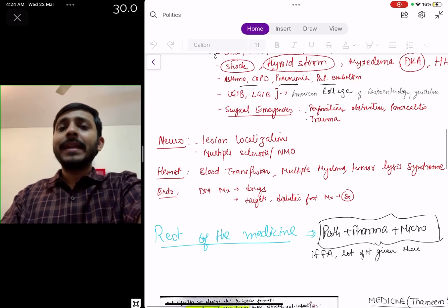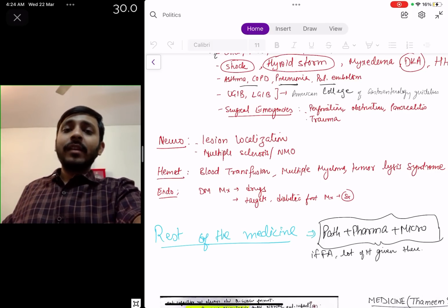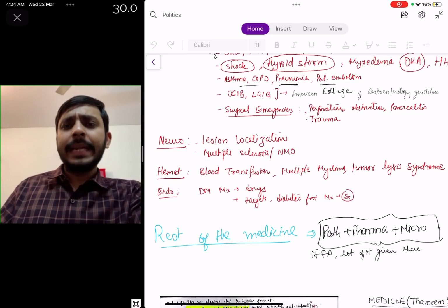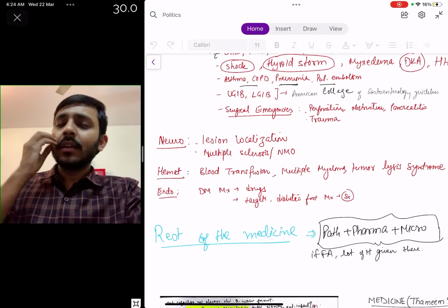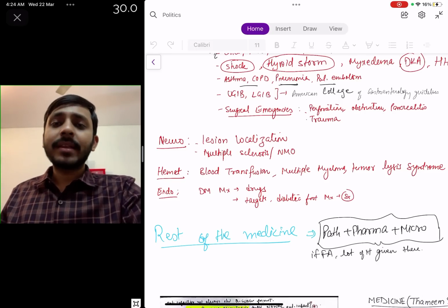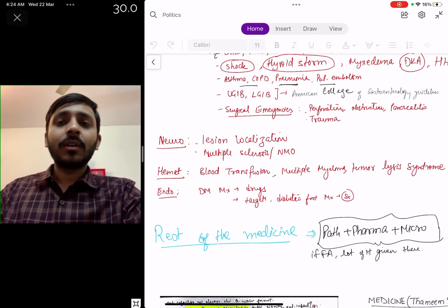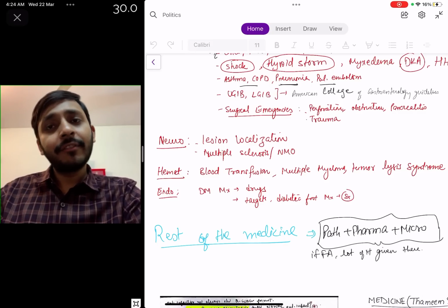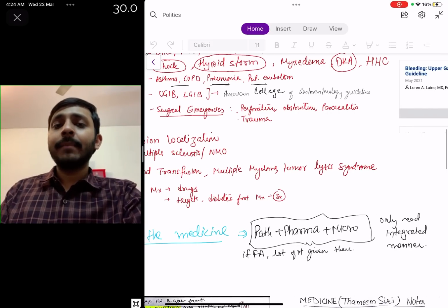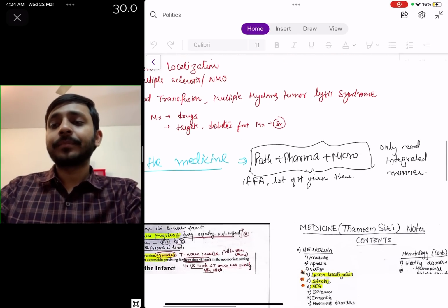For the rest of medicine, the systemic medicine, don't focus too much on it. Most of it will be covered during your path, pharma, micro and biochem reading. Try to integrate previous questions of medicine while you are reading path and pharma especially. And if you have someone who's reading First Aid, you'll get to know that a lot of medicine is covered in First Aid itself. So try to read medicine in an integrated manner, especially systemic medicine, while reading path and pharma.